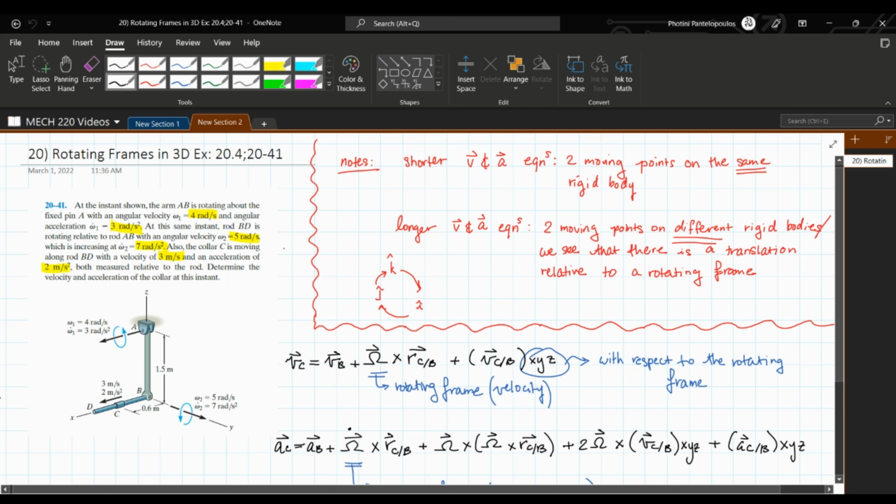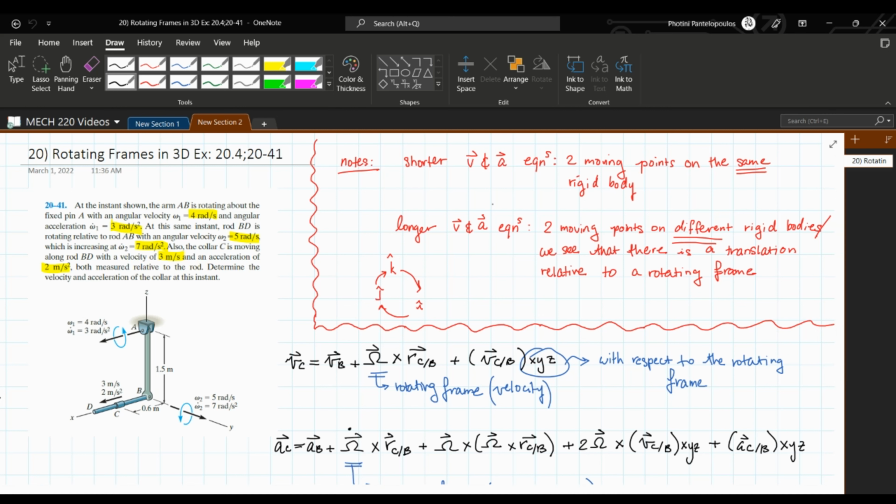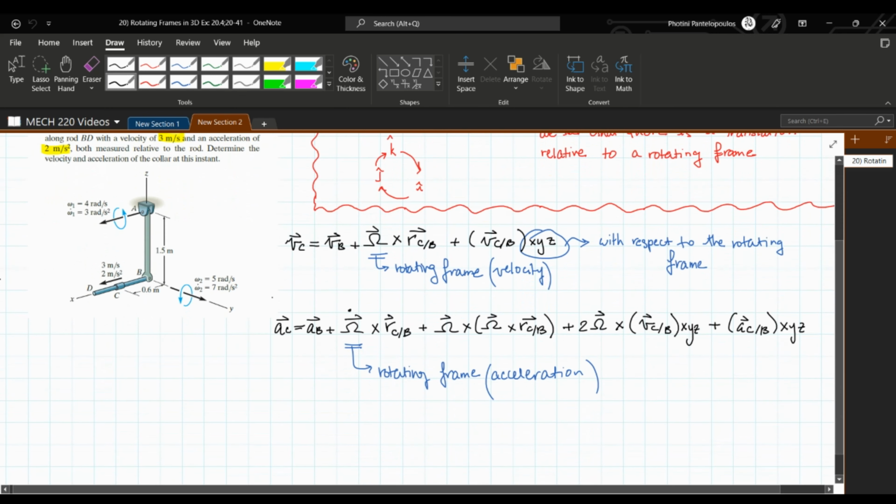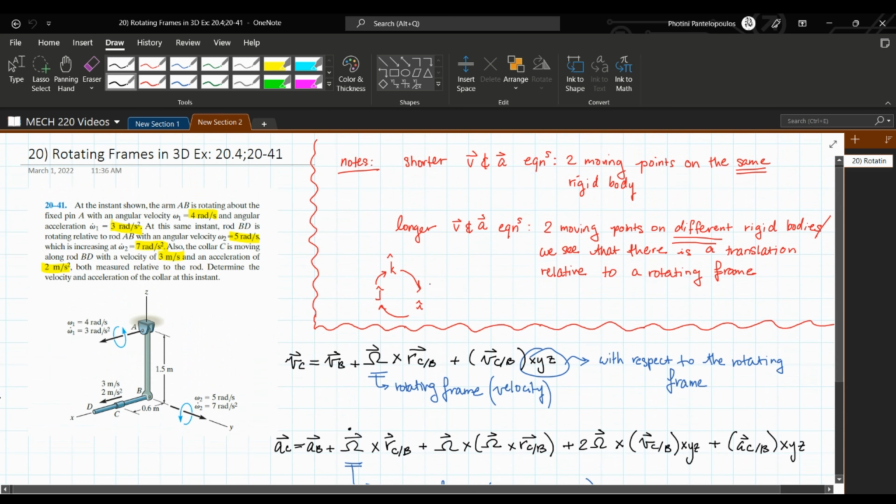So like last time, I have a few notes here written down that will be relevant to the problem. It's essentially when to use which type of equation. So we have shorter equations for velocity and acceleration. We have much longer equations for velocity and acceleration. The longer ones I have written down here. And essentially use the shorter one when you're dealing with 2 points on the same rigid body.